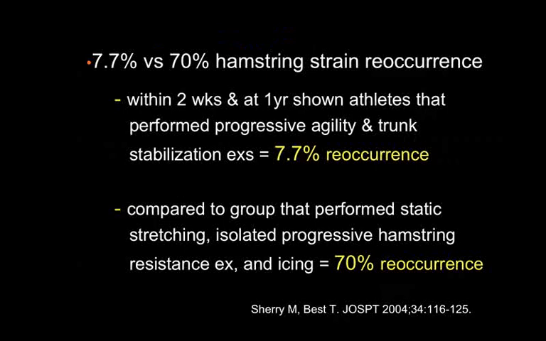In a study by Best and Sherry, 7.7% versus 70% of hamstring strain reoccurrence was shown. What they did in that particular study, which we'll talk about later in the hamstring section, was within 2 weeks and at 1 year, it was shown that athletes that performed progressive agility and trunk stabilizing exercises had a 7.7% reoccurrence of hamstrings injuries. This was compared to a group that performed static stretching, isolated progressive hamstrings resisted exercises, and icing. They had a 70% reoccurrence of hamstrings injuries.